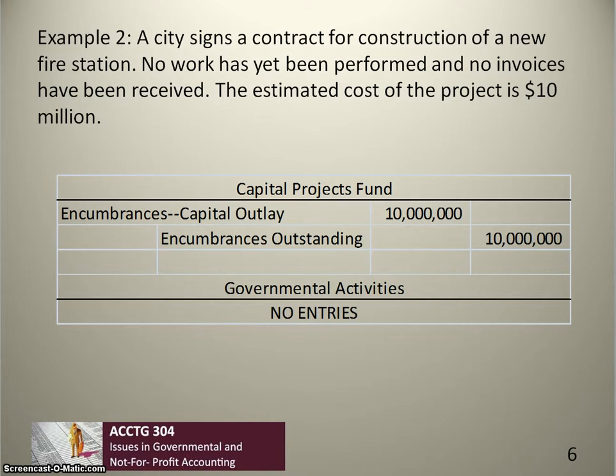So in this case, our city signs a contract for construction of a new fire station. No work has yet been performed. No invoices have yet been received. The estimated cost of the entire contract is $10 million.